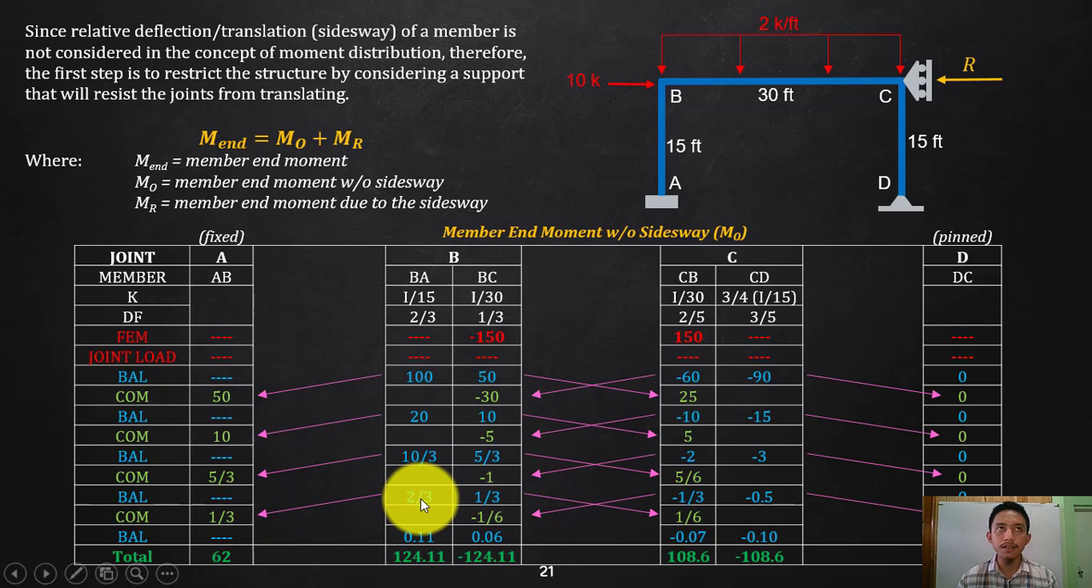2/3 is 0.67, and that is 0.33. It is a little bit big, and that is 0.33, and that is 0.5. So we need to maybe apply one more cycle.